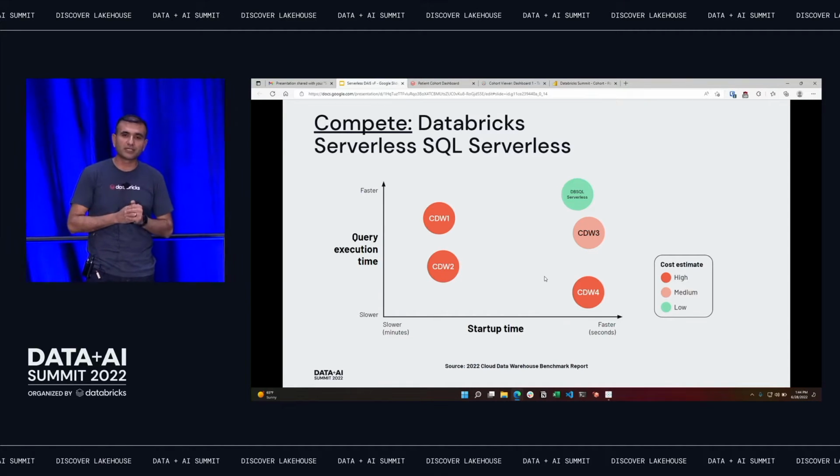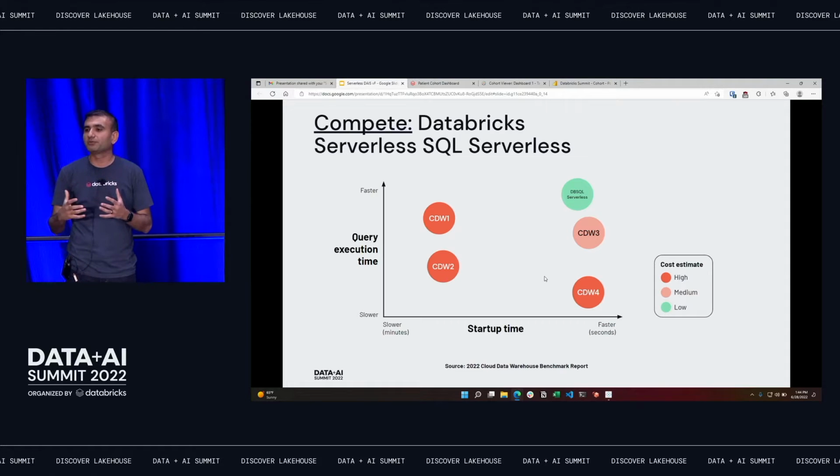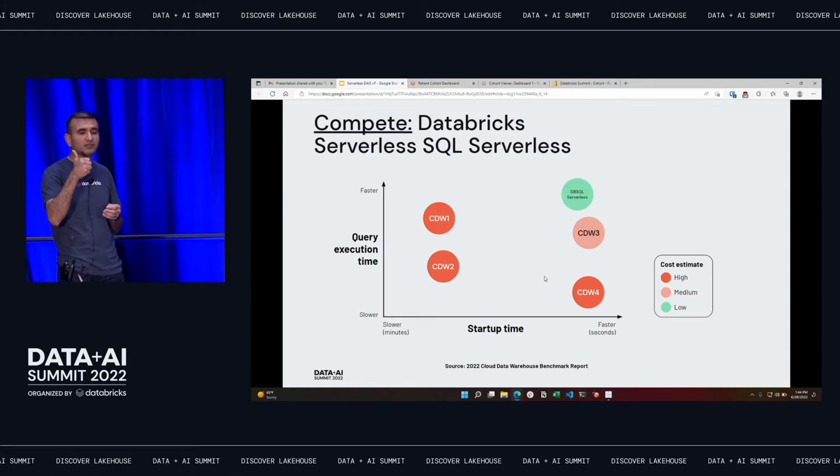You all heard about the keynote, the TPCDS benchmarking. So serverless platform underneath is leveraging the same Spark engine. That's one of the most performant Spark engines out there in the market. So what it means is that it makes the serverless offering one of the best out in the market.